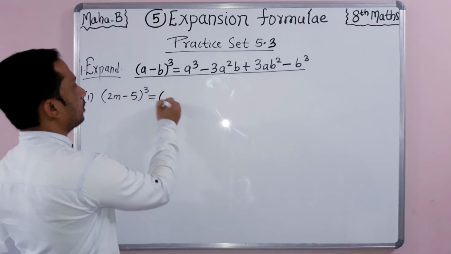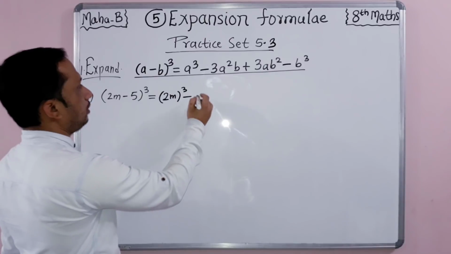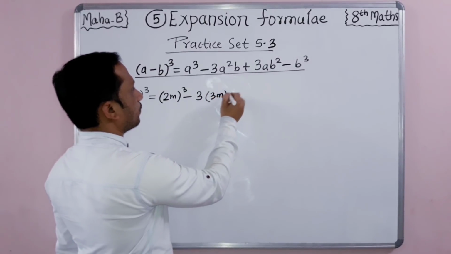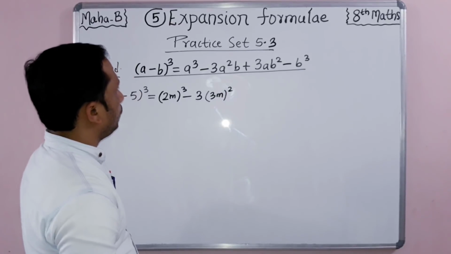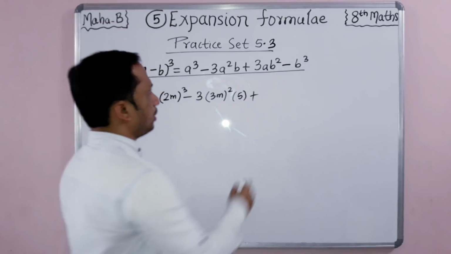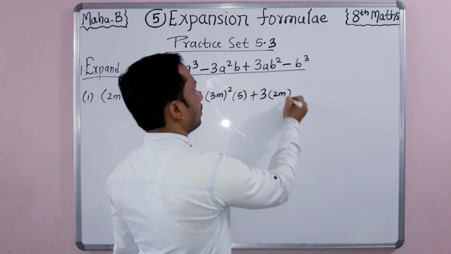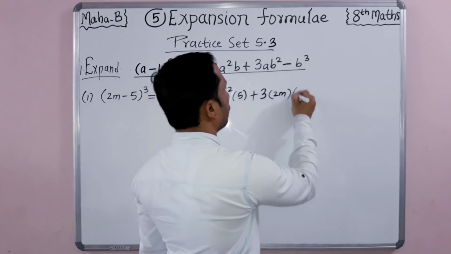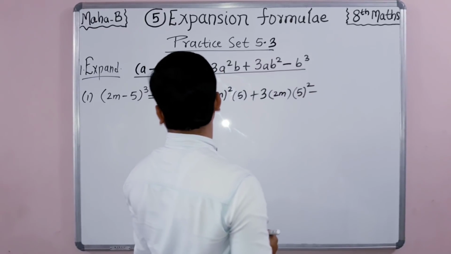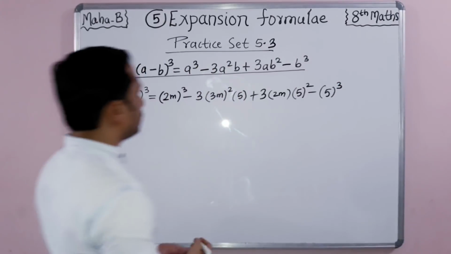a³ means what? (2m)³ is there, minus 3 into a² means what? 3m² is there, into b means what? 5 is there, plus sign is there, so plus 3 into a means what? 2m is there, into b² means what? 5² is there, and minus b³ is what? b³ is nothing but 5³. Okay students, so now use this formula and solve this.